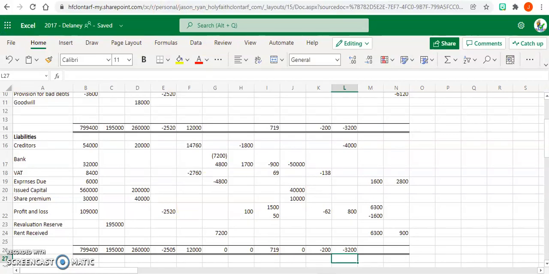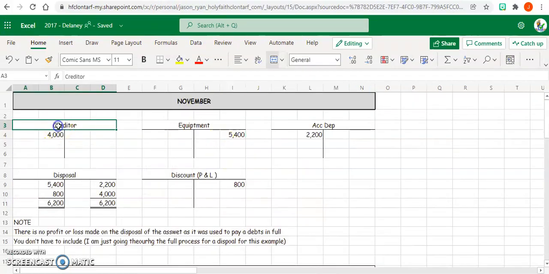So your double entry would look like this. Your creditors, remember, are a liability. To decrease the liability we put it on the debit side. Equipment is an asset, to decrease an asset we put it on the credit side. Your accumulated depreciation is going to go on the debit side. Disposal then, so if you look at your double entry, we're going to credit our equipment account, debit our disposal account with the value of the asset, debit our accumulated depreciation, credit our disposal account with the depreciation.